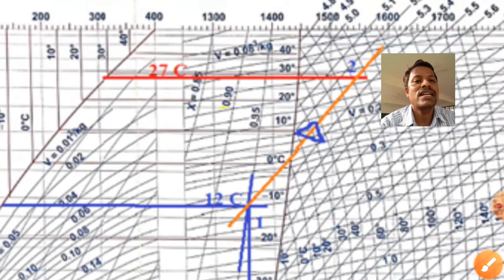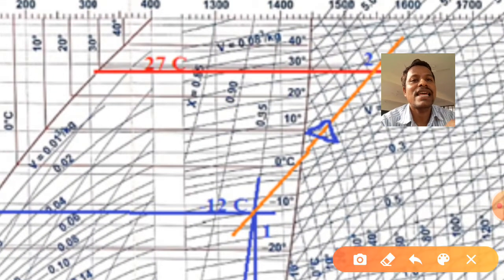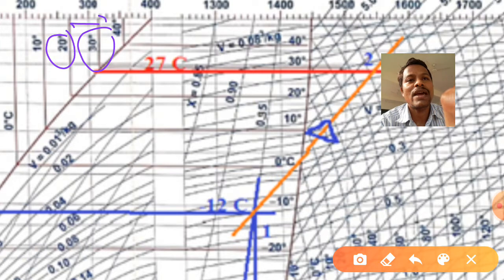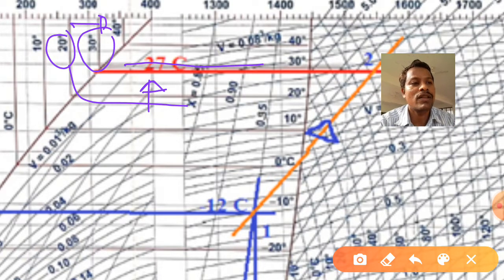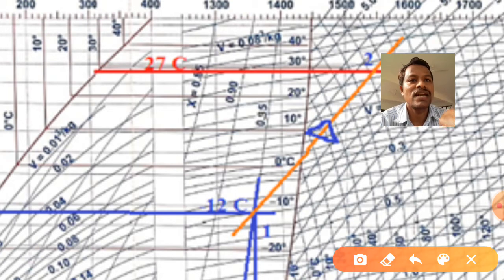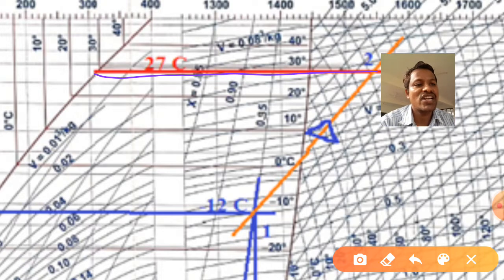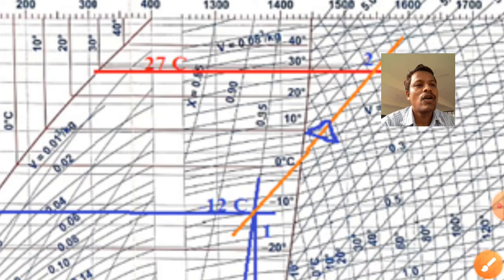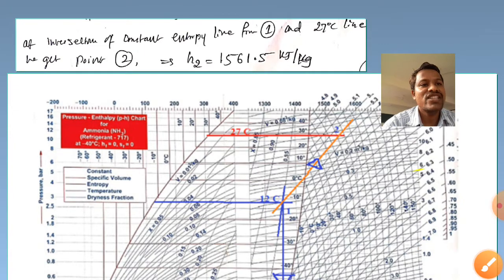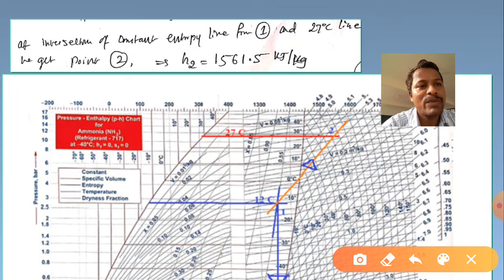Now on this chart we have the 30 degrees Celsius line here. This is the 30 degrees Celsius line, and this is the 20 degrees Celsius line. Means from 20 to 30 I have to move in this direction. Just below the 30 degrees Celsius line, I am considering this as the 27 degrees Celsius line. The constant temperature line I have extended it. Then wherever both lines intersect, I am repeating what I did here.